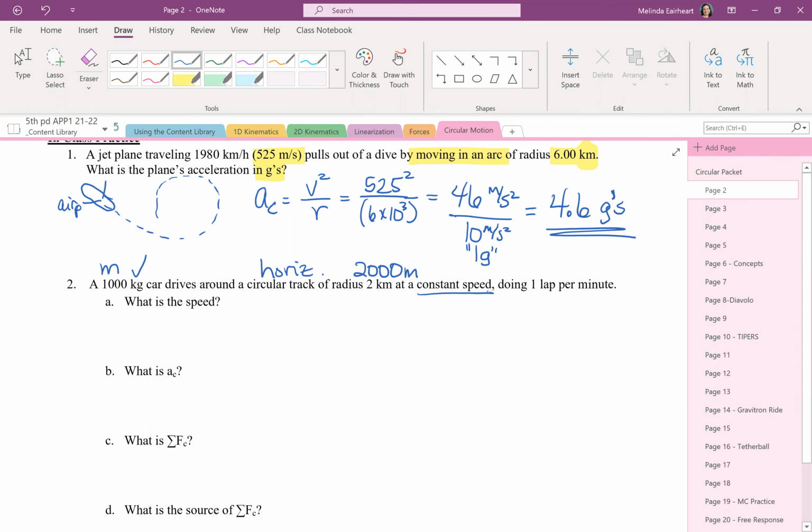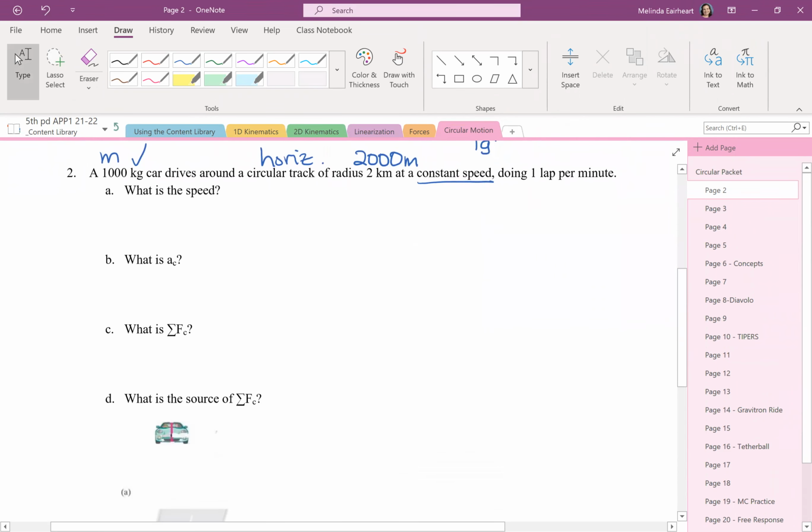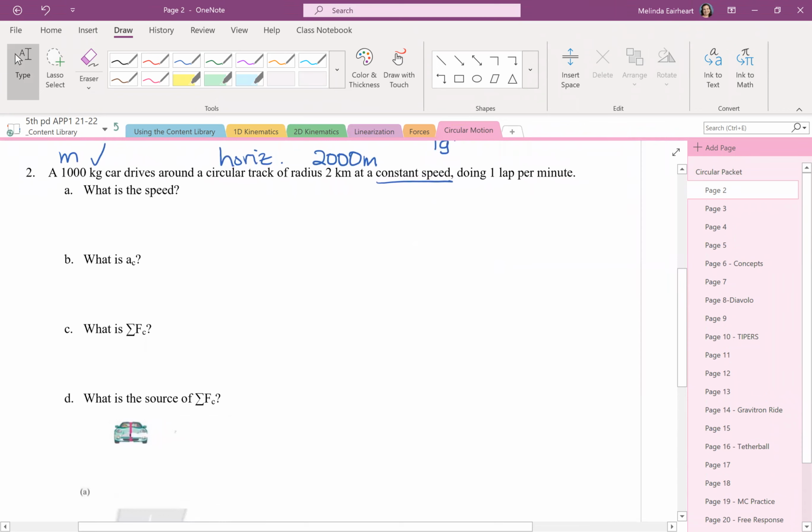What's our SI unit for time? Seconds. And so 1 minute would be 60 seconds. And if that's the time for 1 complete circle, what are they telling us there? The period. The time for 1 complete circle, whether it's a ball on a string or a car on a track, is going to be the period.